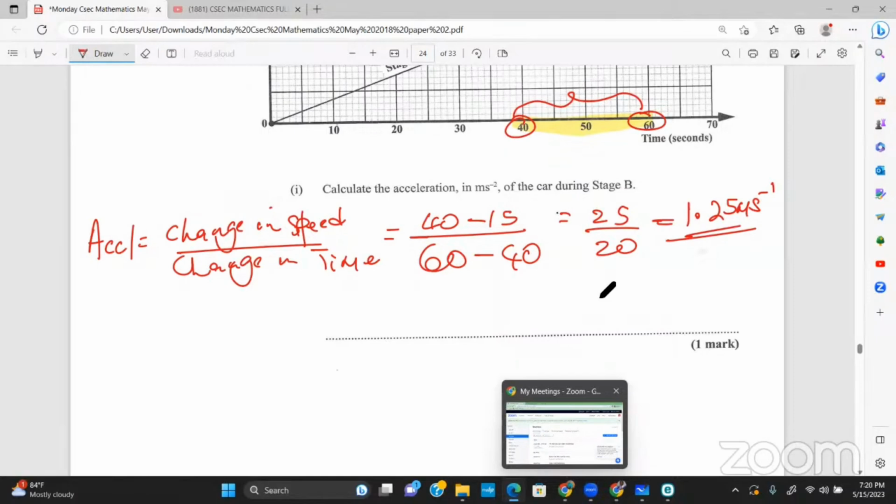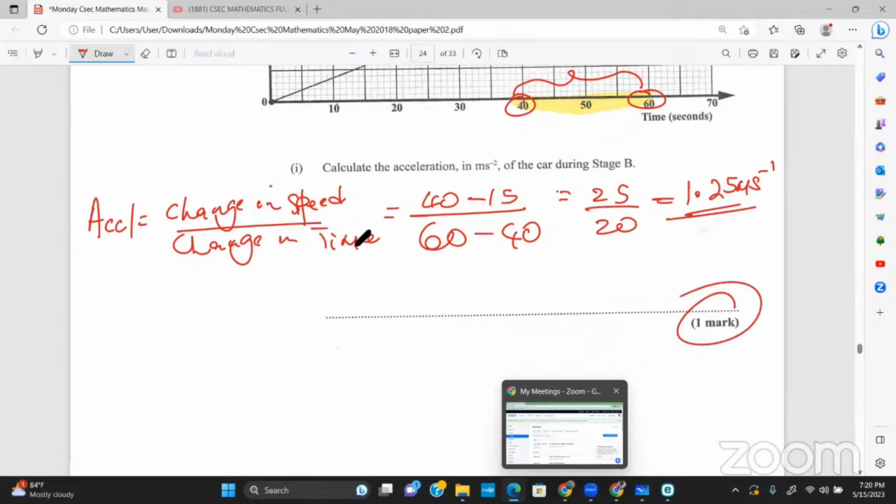You could use decimal since the speed and everything. All right. It's a 1 mark question. So you see it's not a big deal. Next question.